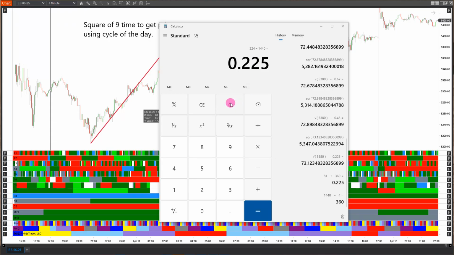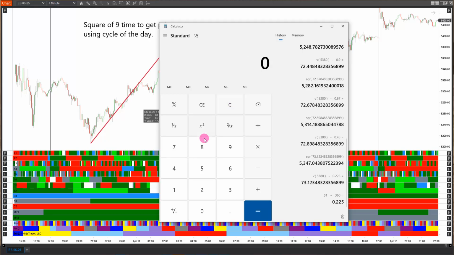Now, if I want to use my 81 4-minute bars, I can just divide 1,440 by 4. And that's going to be 360. So that's kind of nice. Anyway, I could take 81 bars divided by 360, and that's going to give me the 0.225. So now, if you're using a 4-minute chart, you can just use the 360 to figure that out.